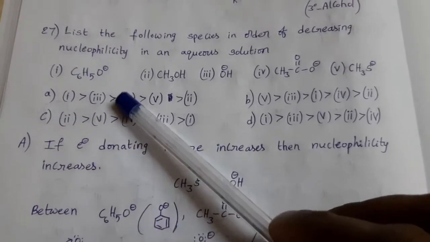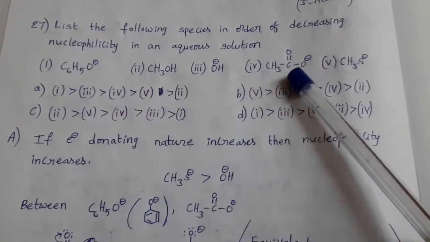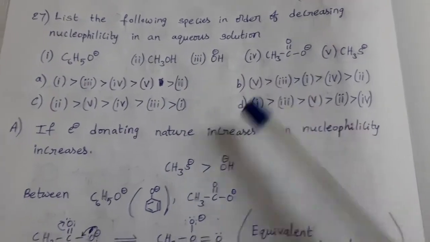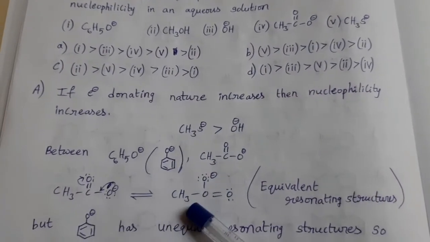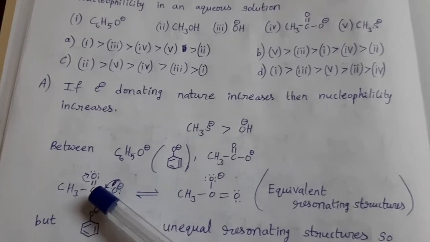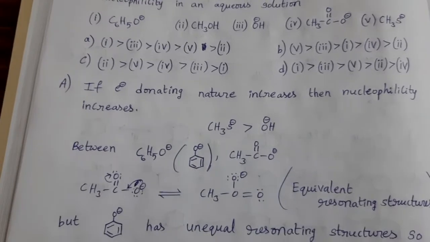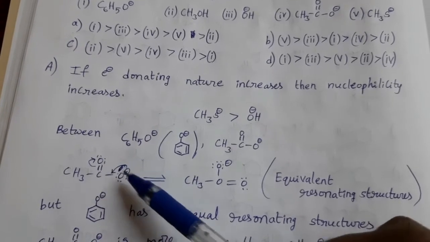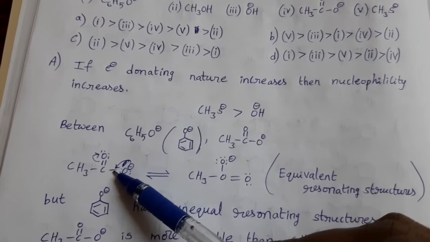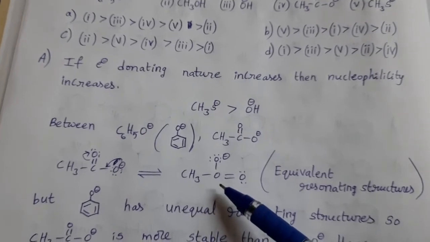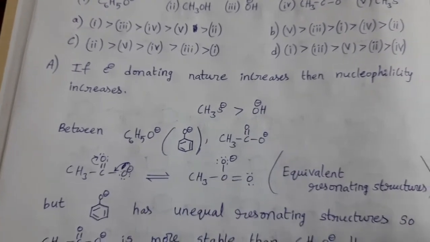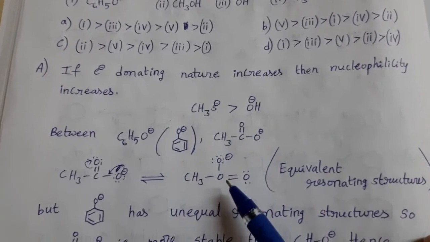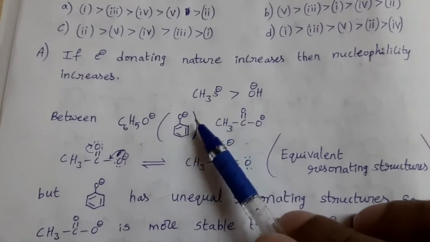Now come to the remaining ones: C6H5O minus and CH3 C double bond O minus. This is phenoxide ion, this is acetate ion. Between these two, acetate ion has equivalent resonating structures. See this: pi electrons are shifted onto the oxygen atom in this manner. These pi bonded electrons are shifted to oxygen. This lone pair of negative charge is shifted between carbon and oxygen. Then we can get this structure. So these two structures are equivalent. So acetate ion has equivalent resonating structures. That's why it has more stability than phenoxide ion.